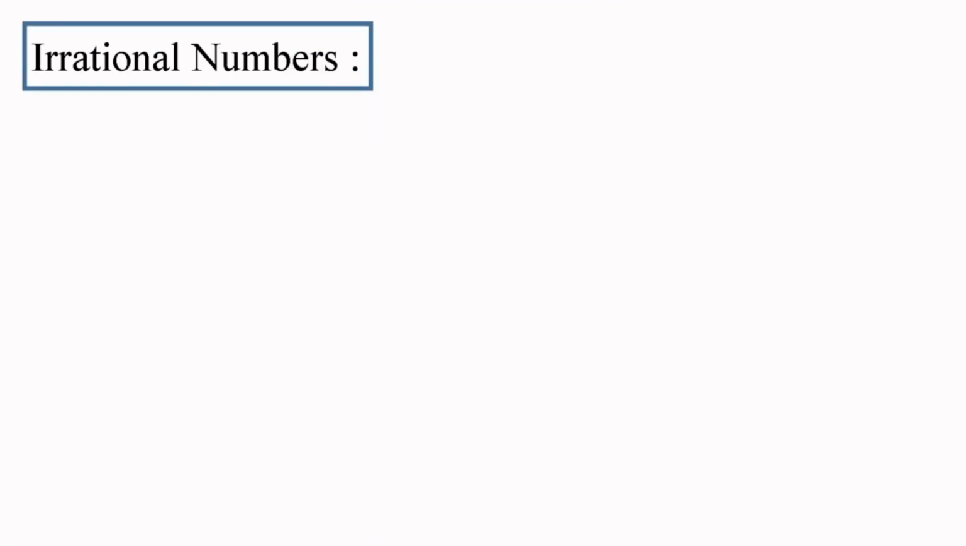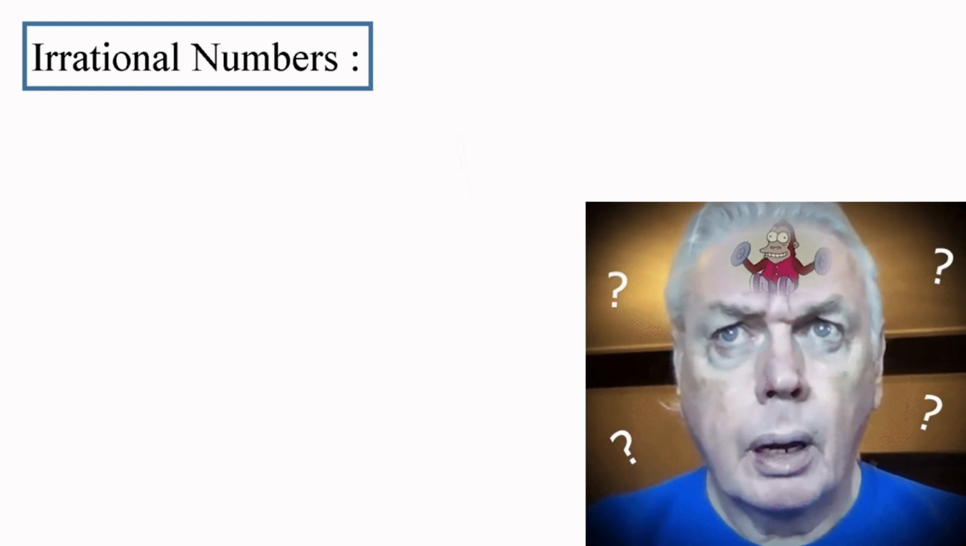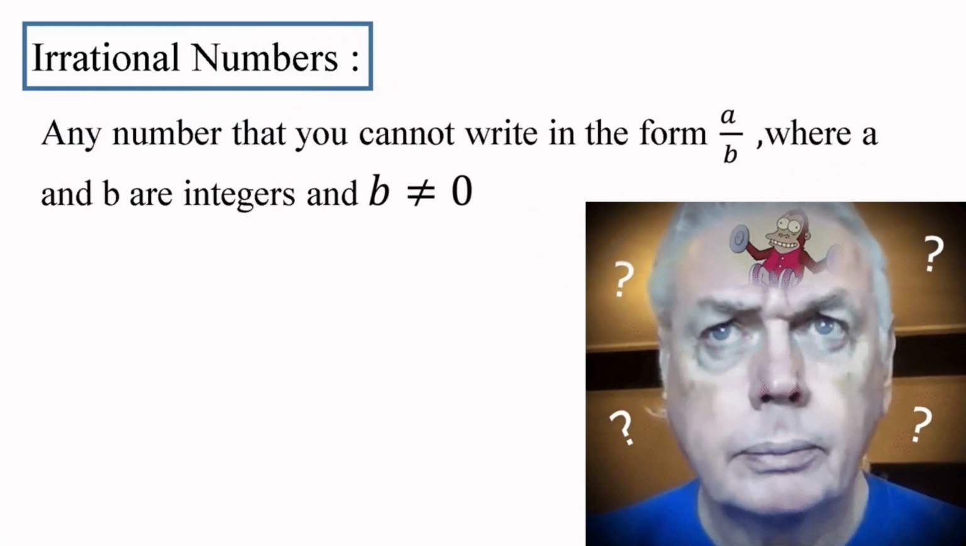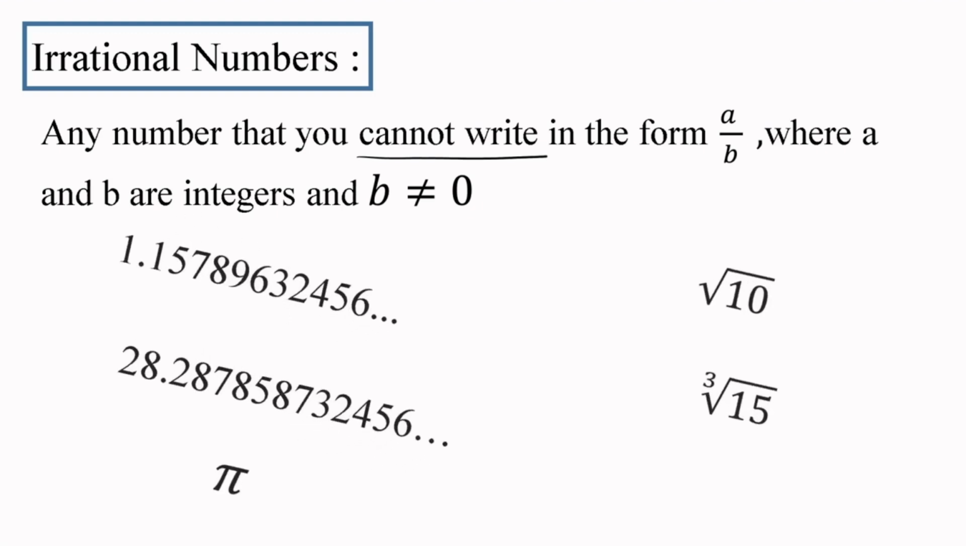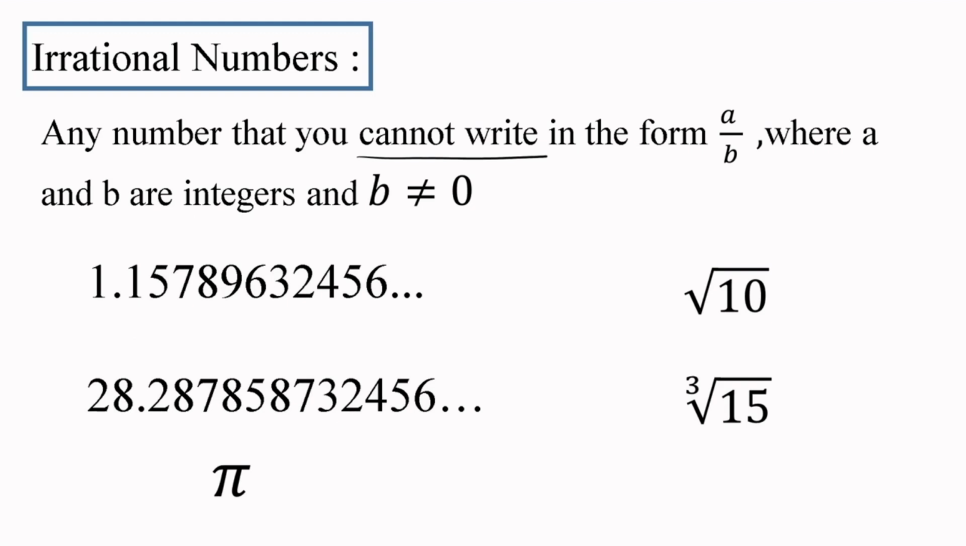What about irrational numbers? As I told you, rational numbers are the numbers that we can write as a over b, where b is not equal to 0. But an irrational number is the opposite of that. You cannot write them in the form of a over b, where a and b are integers and b is not equal to 0.